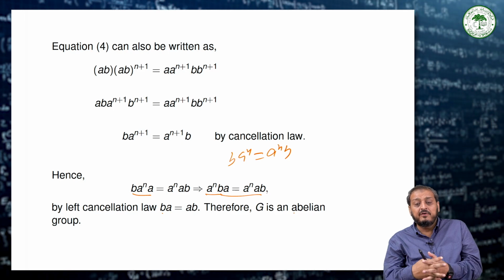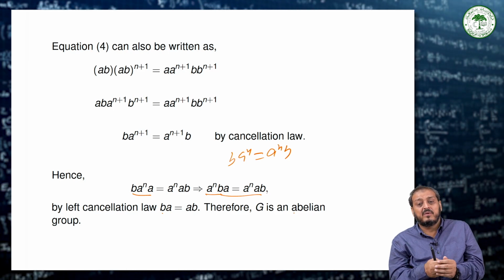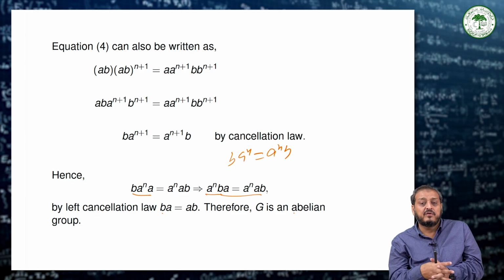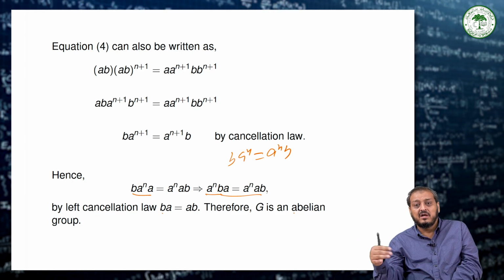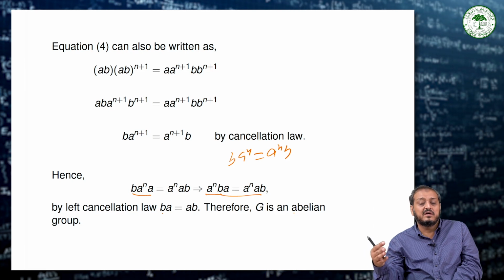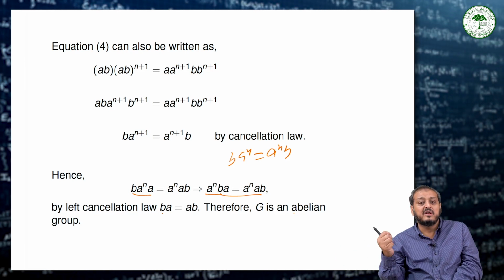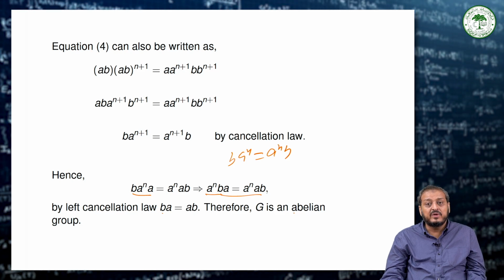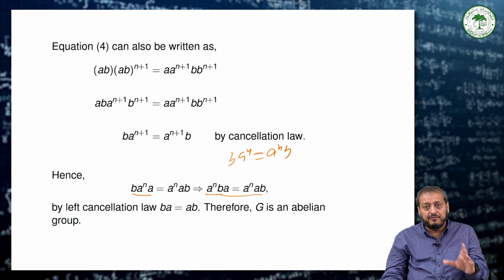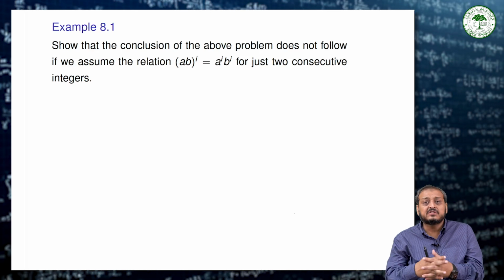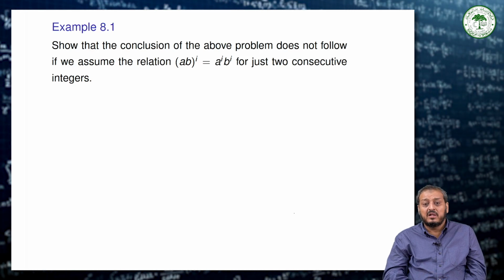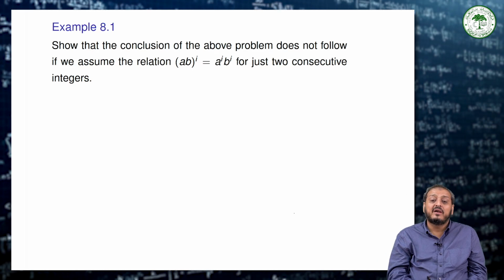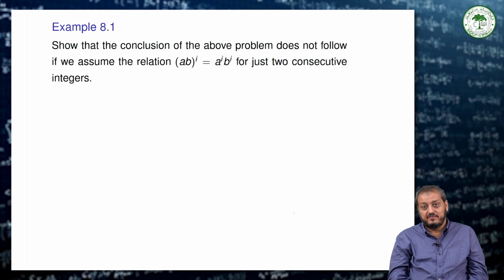So if ab to the power i is equal to a to the power i, b to the power i for 3 consecutive integers, then we can say that G is abelian. We can easily prove that. The conclusion of the problem does not follow if we assume the relation for just 2 consecutive integers.